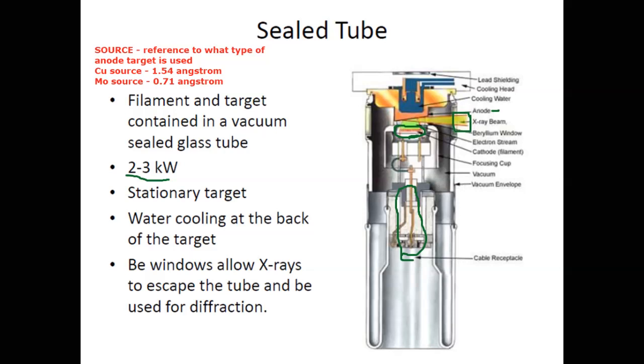So one of the disadvantages is that the high energy beam of electrons from the filament is always striking the same part of the target because the target doesn't rotate. It has to be cooled because as those electrons strike that anode, it gets very hot. Then the X-rays pass through the beryllium windows. And next week I'll show you what an actual sealed tube looks like.